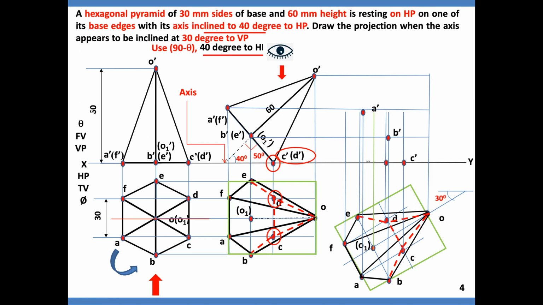A dash, B dash, C dash, D dash, E dash, F dash. All the 6 points were found out. Now only you can find out the axis points. If you are getting confusion, complete the diagram and then you can fix it at the end, or you can do it now. O dash is the apex, O1 dash is the other point of the axis.